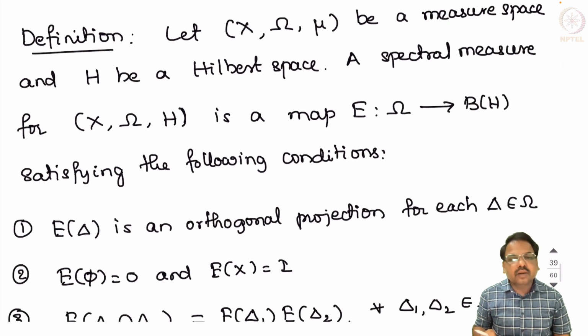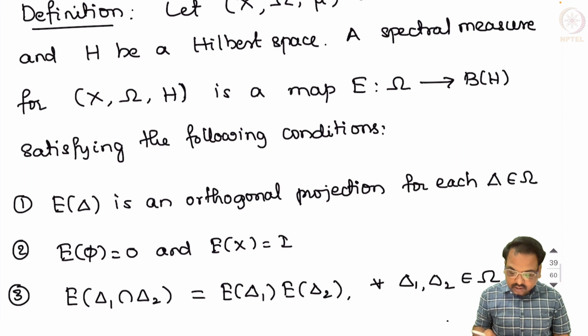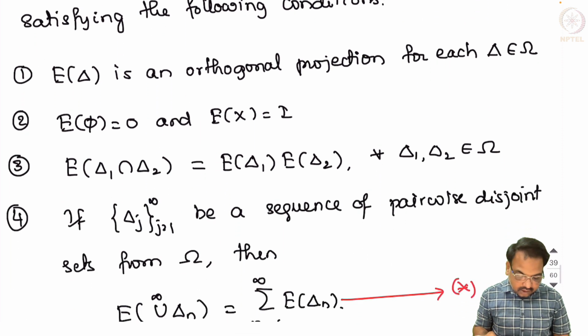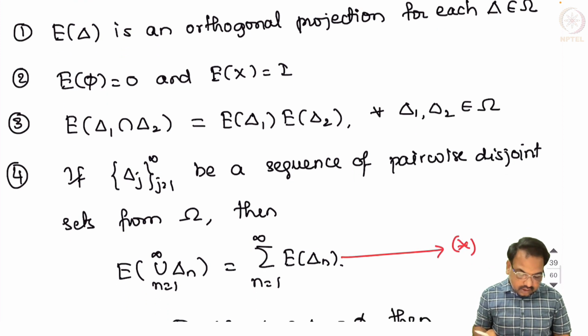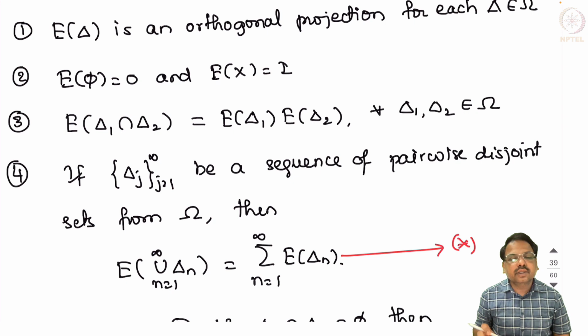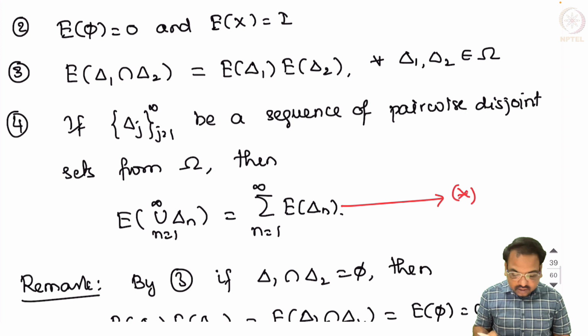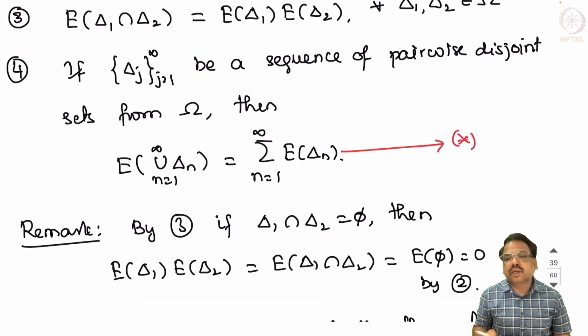So, if (X, Ω, μ) is a measure space and H is a Hilbert space, a spectral measure for X, Ω, and H is a map E from Ω into B(H) satisfying the following conditions: E(Δ) is an orthogonal projection for each Δ in Ω, E sends the empty set to 0, and E(X) is the identity. E(Δ1 ∩ Δ2) is E(Δ1) times E(Δ2), and if Δj is a sequence of pairwise disjoint sets from Ω, then E of the union of Δn is nothing but the summation n equal to 1 to infinity of E(Δn).